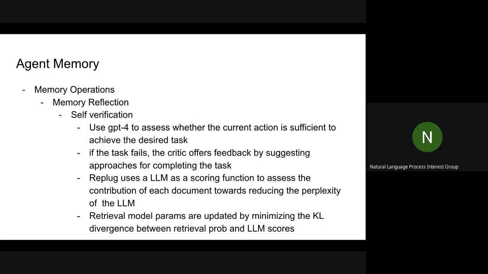And then REPLUG is another paper. It uses an LLM as a scoring function to assess the contribution of each document towards reducing the perplexity of the LLM. And the retrieval model parameters are updated by minimizing the KL divergence between the retrieval probability and the LLM scores.